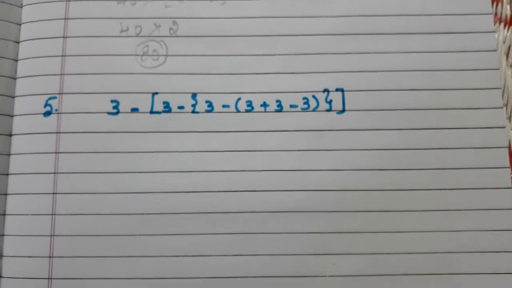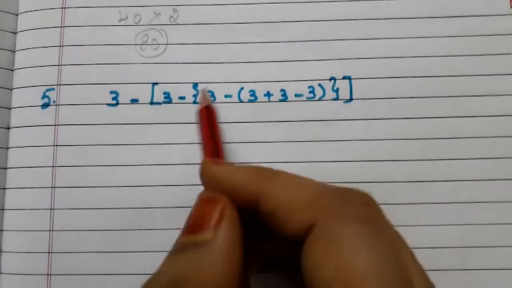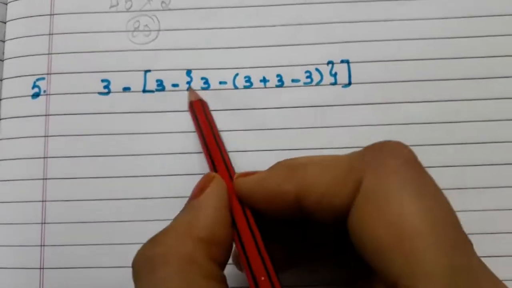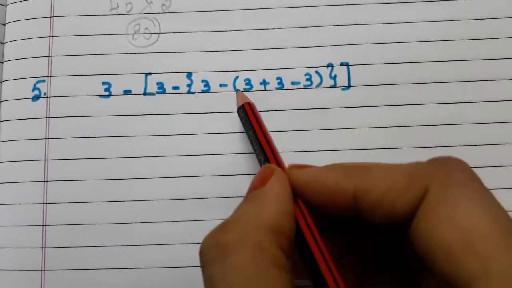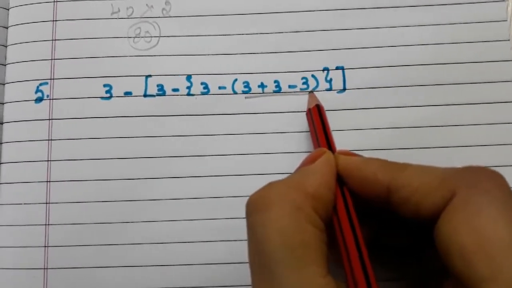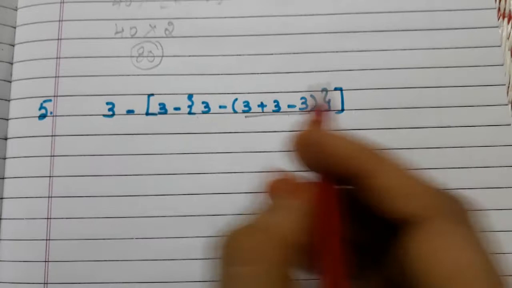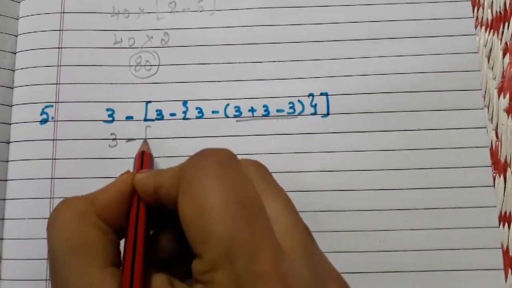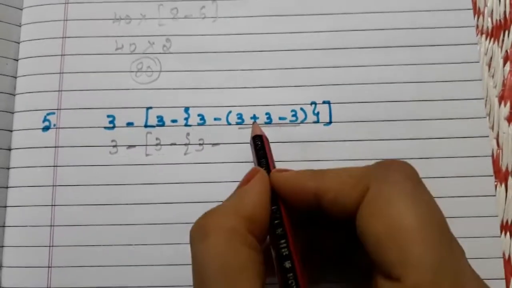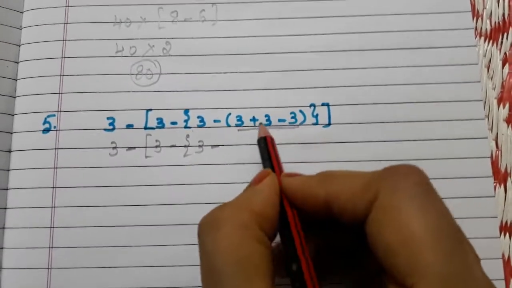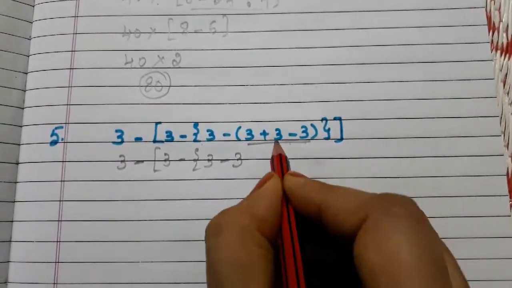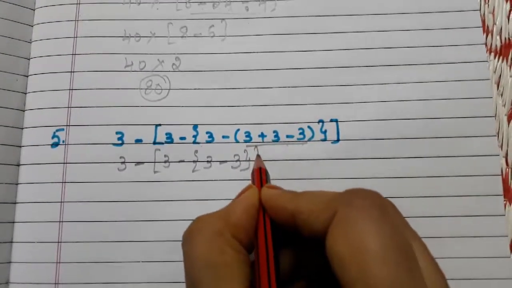Okay. Now question number 5. Find the value of. See, here we have an expression. Here 3 minus, we have square brackets. Within that we have flower brackets, and within that we have parentheses. So first we have to solve the expression which is in parentheses, right? So we have to solve this. Let us solve. 3 minus square bracket, 3 minus flower bracket, 3 minus, we have to solve this. Here we have addition and subtraction. Which one we have to do? Addition. 3 plus 3 is 6, minus 3 is how much? 3. Okay. Close the flower brackets and square brackets.